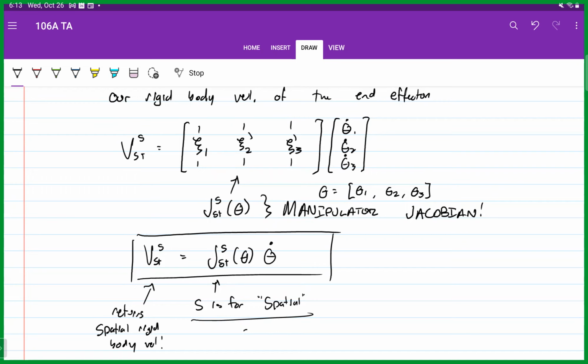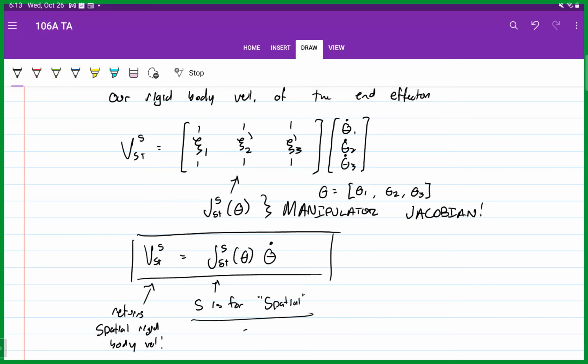So the spatial manipulator Jacobian is dependent on theta? Yes, because of the different angles we have. Exactly. To reason about that physically, if I have my pen over here and I'm moving in this direction, my velocity is pointing out this way. But if it's now over here, my velocity is pointing over there. So what's returned by this V_st will depend on the actual position I'm at in space.